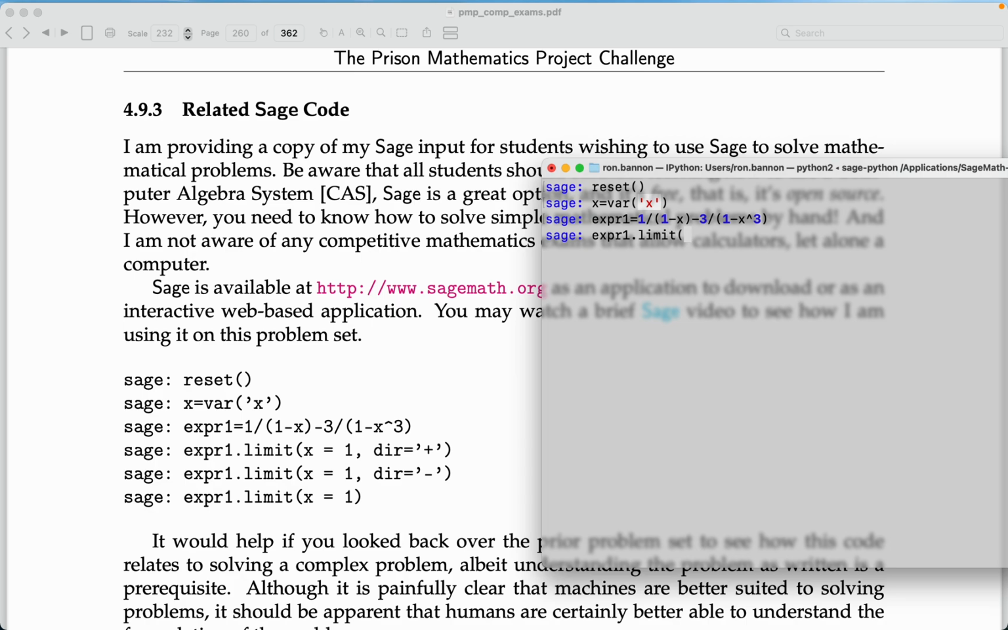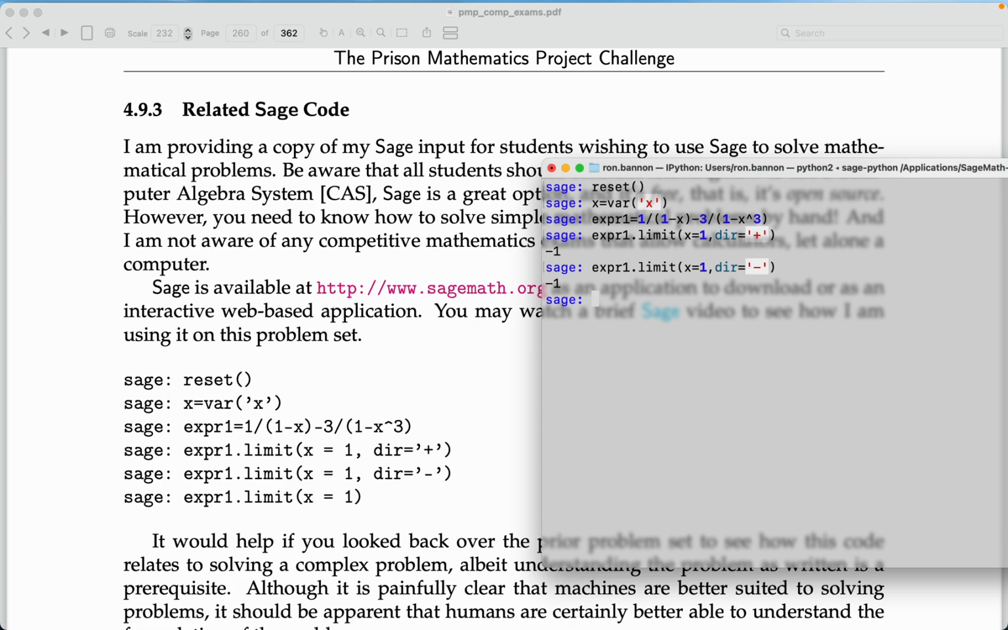Now I'm going to say I'm taking the limit as x goes towards 1, and I want the direction, dir, to be from the right side. We use a plus sign for that. That's pretty typical in calculus. Plus for right side, minus for left side. Minus 1. Now if I do the next one, the direction here is from the left side.